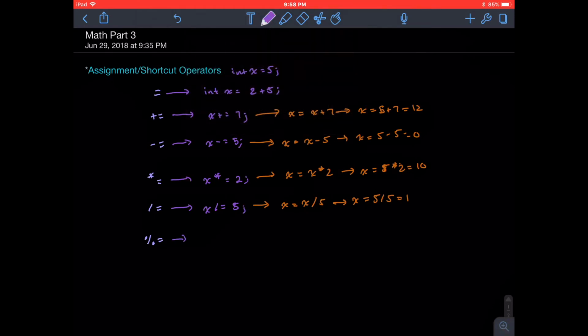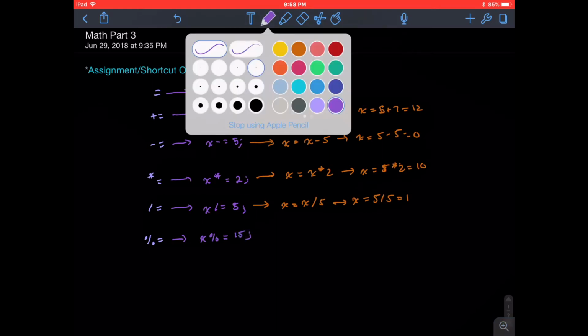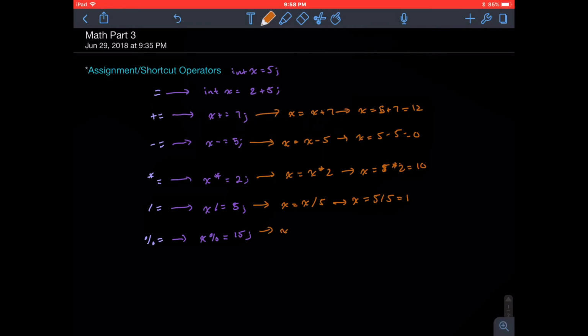So modulus equals, again, takes whatever's on the left and mods it by whatever's on the right. So let's say we have x mod equals 15. That would look something like x is equal to x mod 15, and that would be x is equal to 5 mod 15, and that's going to equal 5. So those are how the assignment or shortcut operators work, and those are the 6 that we have in Java.